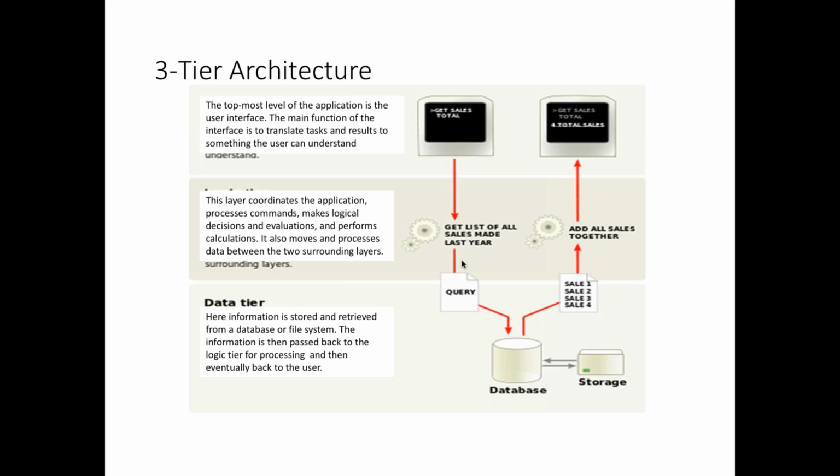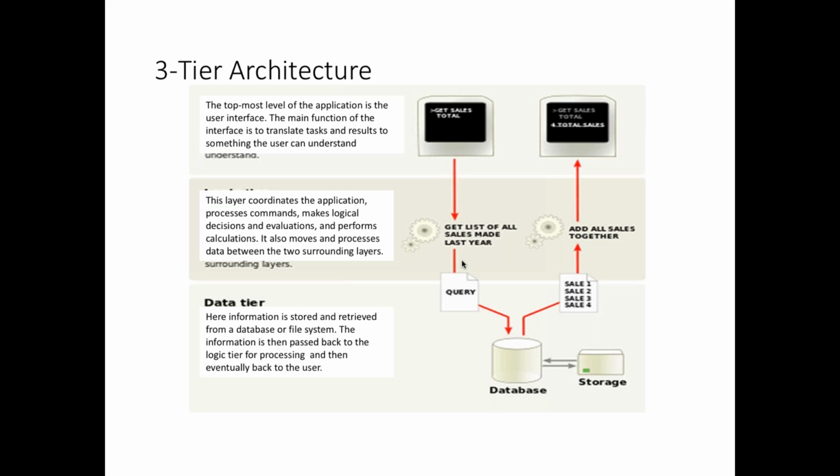The middle layer coordinates with the application, processes commands, makes logical decisions, evaluations, and performs calculations. Basically, business logic does all the main operations that a system should do. It's more like the CPU of a system. It interprets the results, intervenes between different layers, and helps in flowing the results. That's the main purpose of this business logic layer.